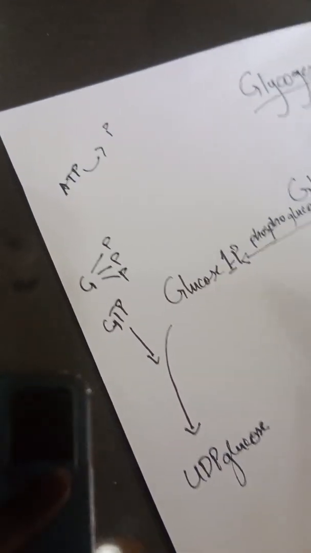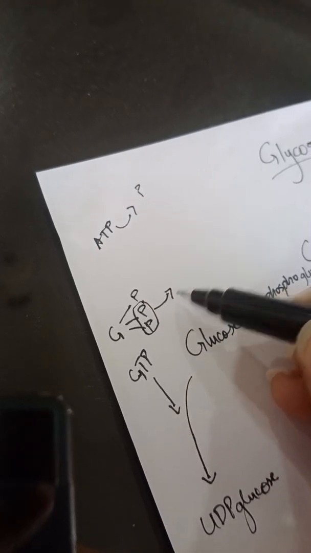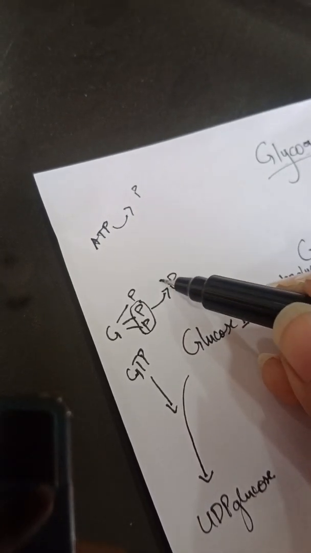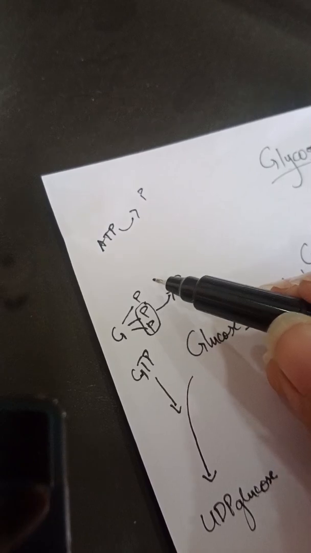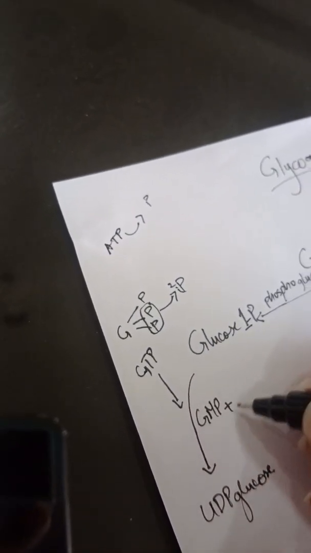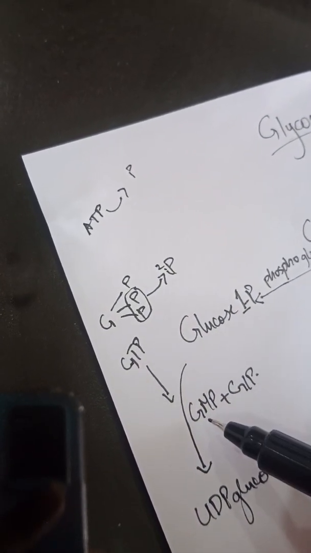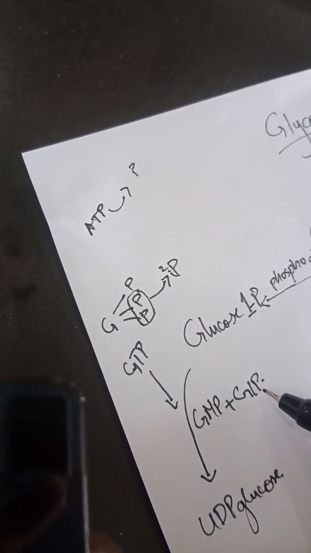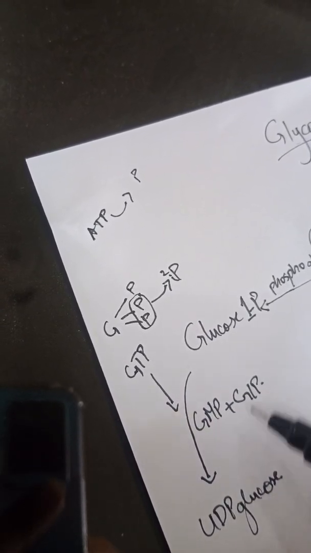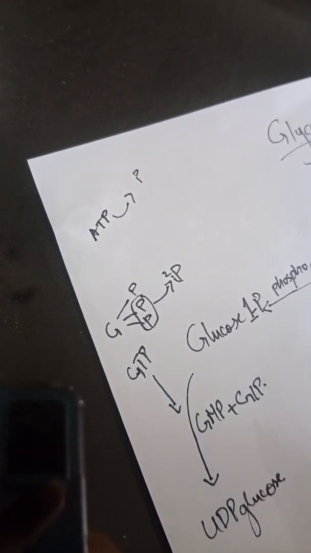Okay, so what happens is that this GTP loses two of its phosphates, inorganic phosphates, and only GMP combines with glucose 1 phosphate. Now, when glucose 1 phosphate combines with GMP, what results is that two phosphates become the diphosphate of this GMP, and glucose remains such.